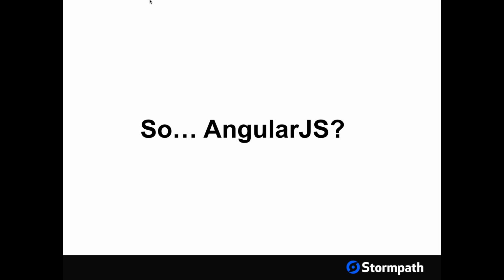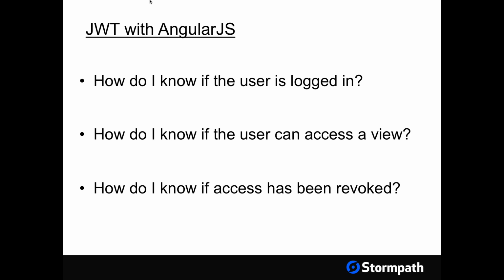All right. So we've been talking kind of generally about all these things. Let's dive in a little bit into how this stuff looks in Angular. And these are concerns you're going to run into with any single page application, which is, how do I know if the user's logged in? How do I know if they can access a particular view? And how do I know once all that access has been revoked? I'm going to go through each one of these.